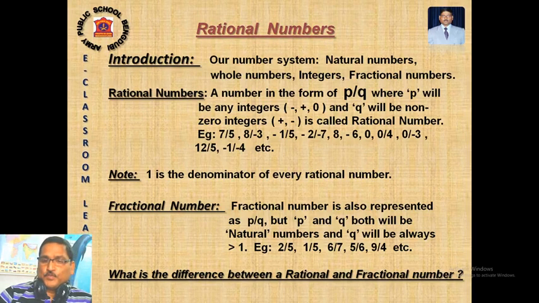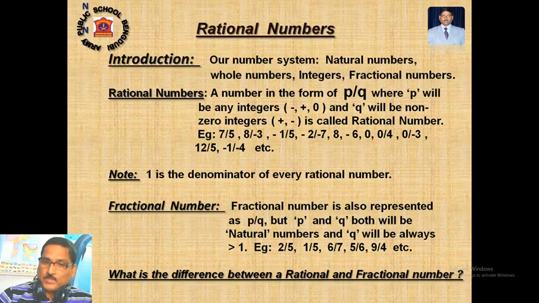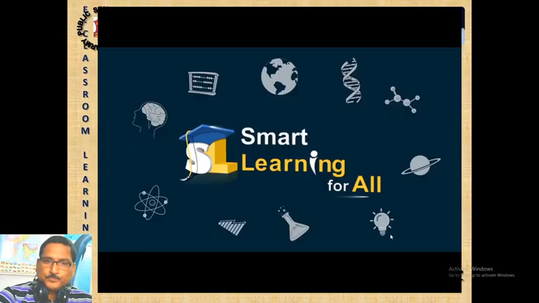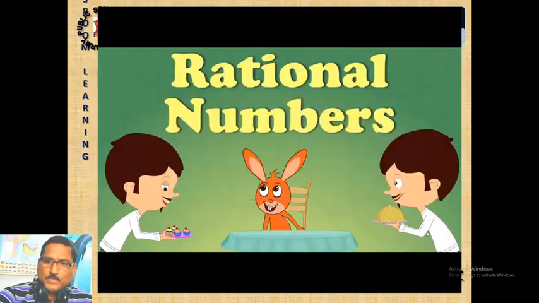Moreover, the minimum denominator should be 2 or more than 2. Okay, 1 cannot be the denominator of a fractional number. You remember it. 1 cannot be represented as a fractional number. Okay, this is the main difference between a rational number and a fractional number. Now see the video clip. We come to know about rational numbers.